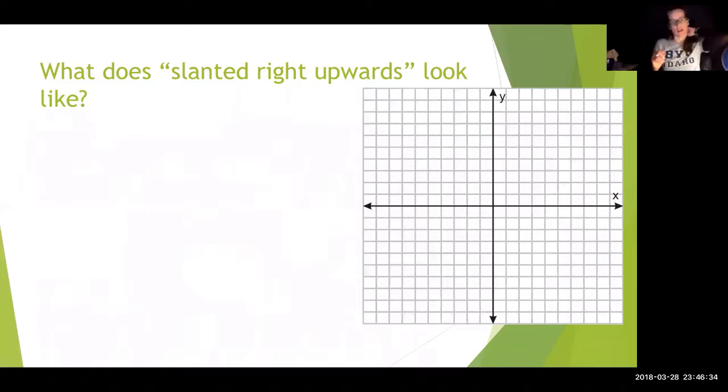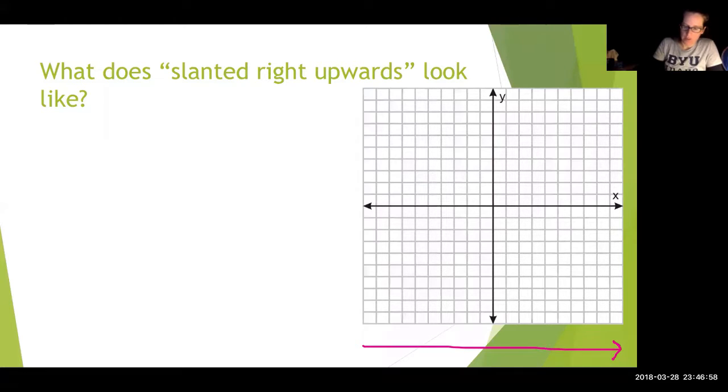Moving right along. What does slanted right upward look like? So when you take the test, you can't really graph something. They're going to ask you to figure out the slope of something, and then they're going to ask you, what does the graph look like? Is it slanted right upward? Is it slanted right downward? Is it vertical or horizontal? Those are the 4.